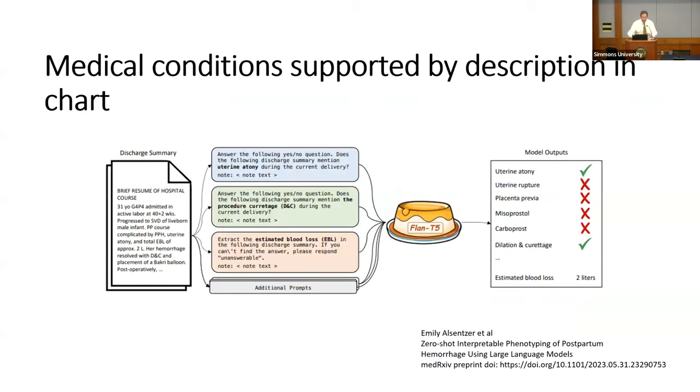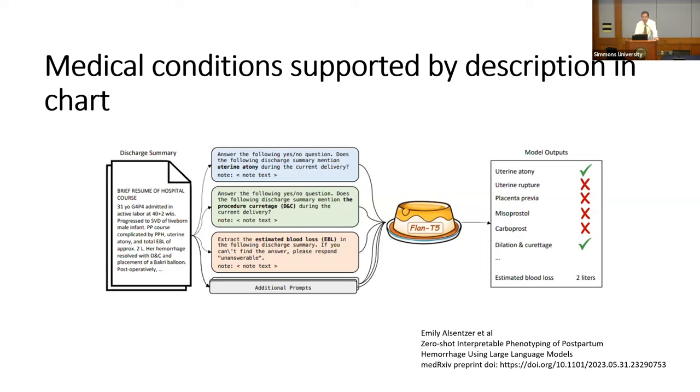So here's a paper that was published by, or not published yet, I think it's in the process, but you can look it up on medRxiv. And Emily Alsentzer, a student of Peter Szolovits, by the way, who now works with David Bates at Mass General Brigham, has done this. And she actually went further.